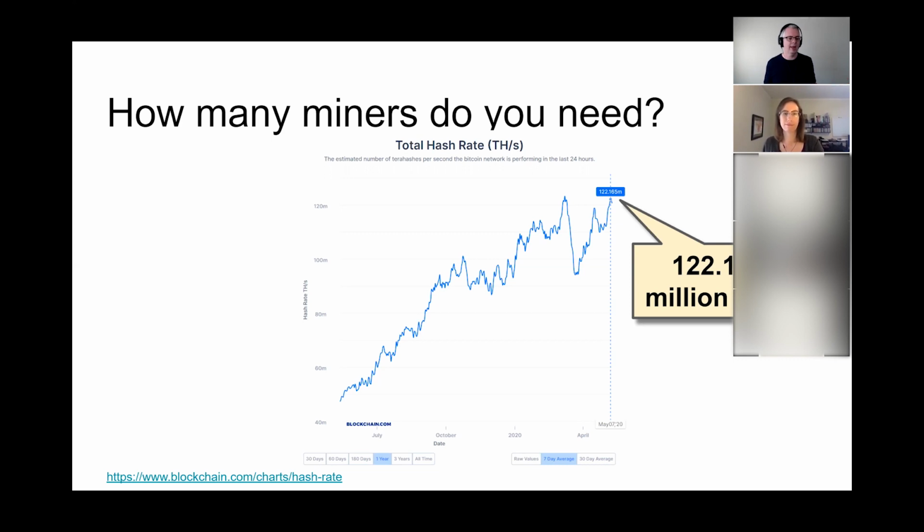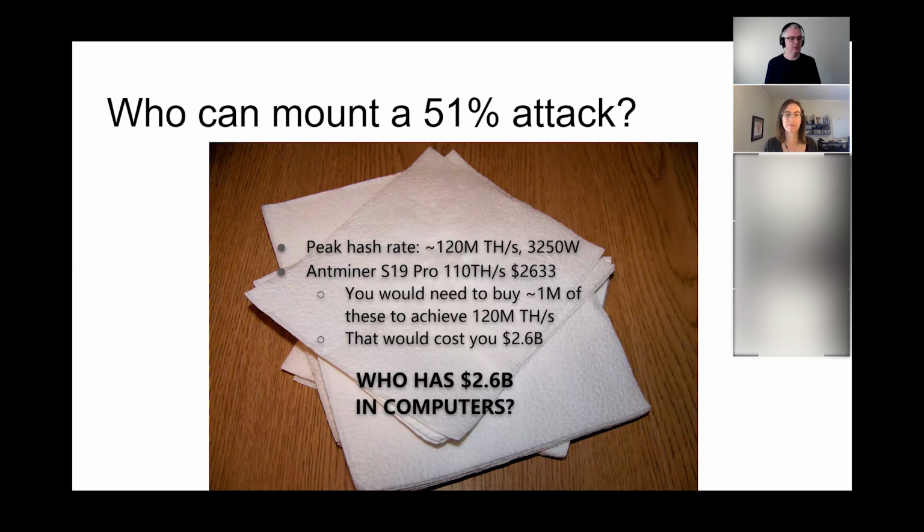Okay, so how can we break this? Well, back of the napkin calculations, the peak hash rate right now in the Bitcoin blockchain is 120 million terahashes per second, consuming about 3.2 megawatts, which is a mind-blowing figure.